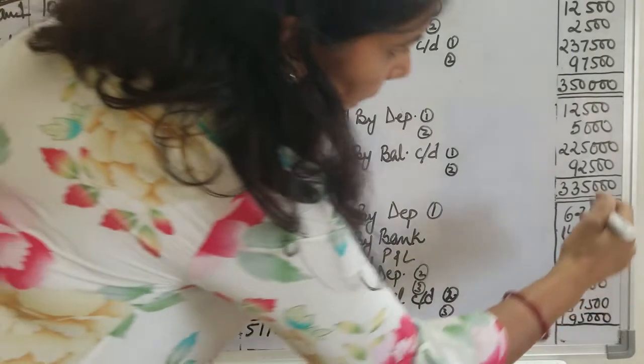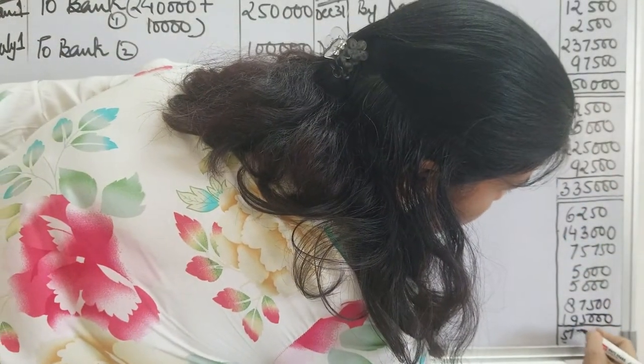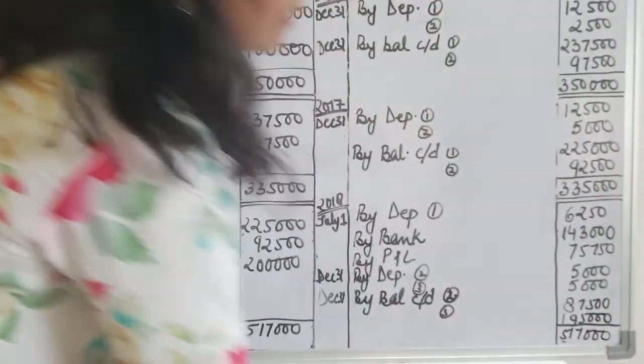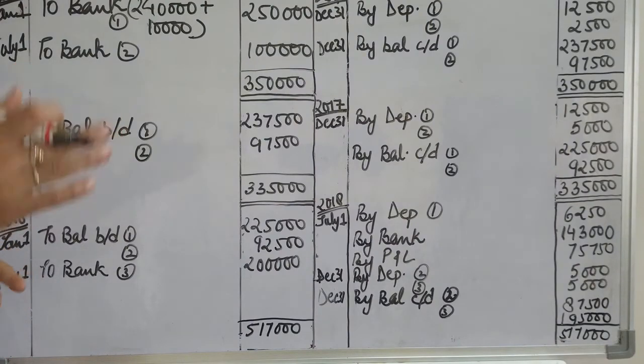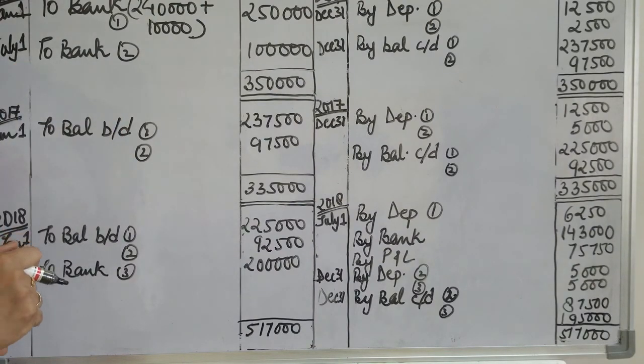Now let's just close the account. 5,17,000 on this side and 5,17,000 on this side, right? So this is how we prepare the machinery account by following the straight line method.